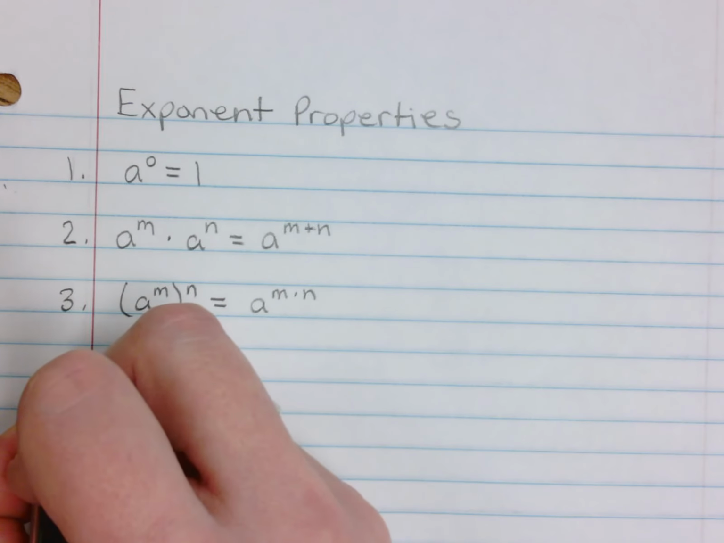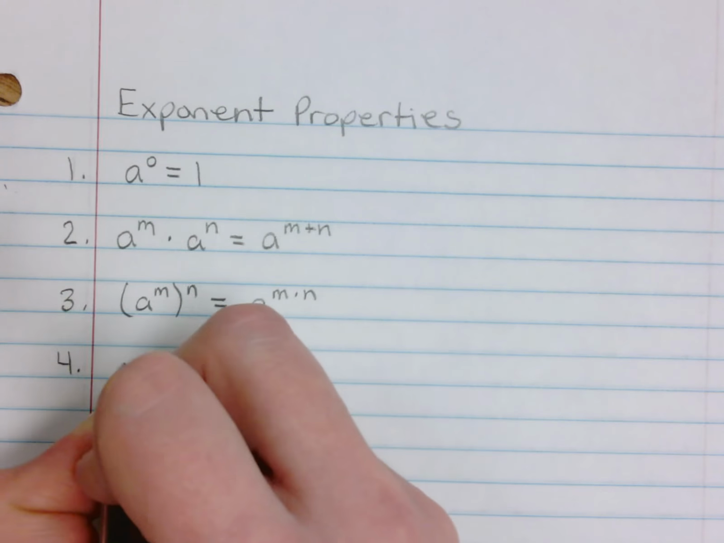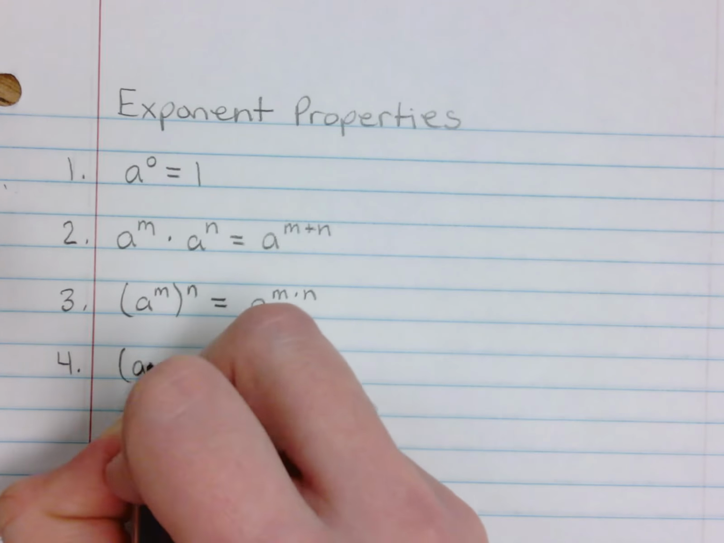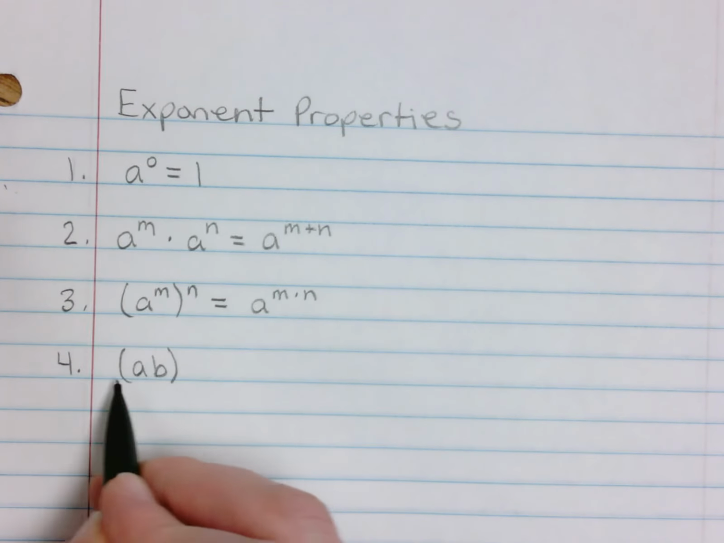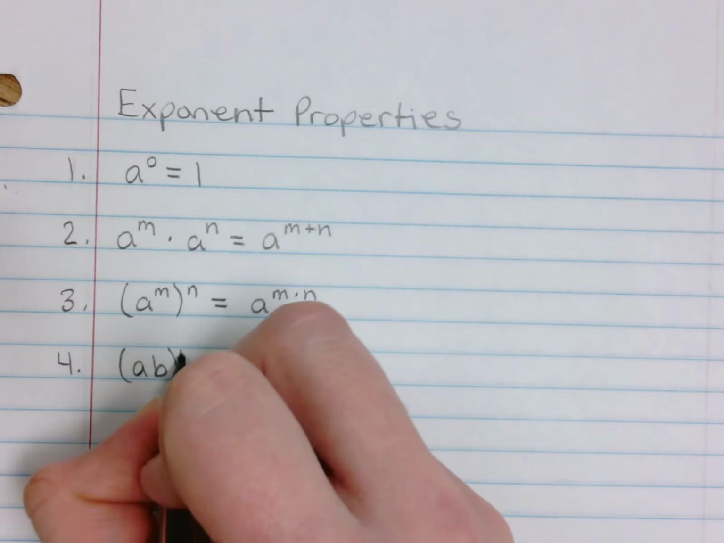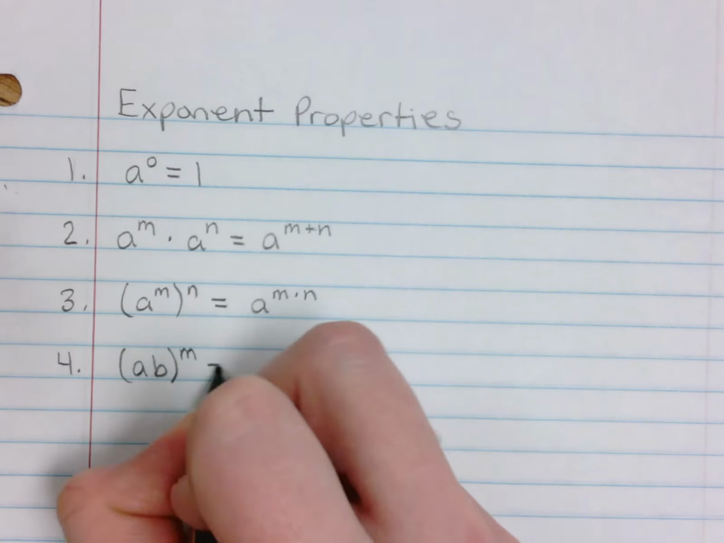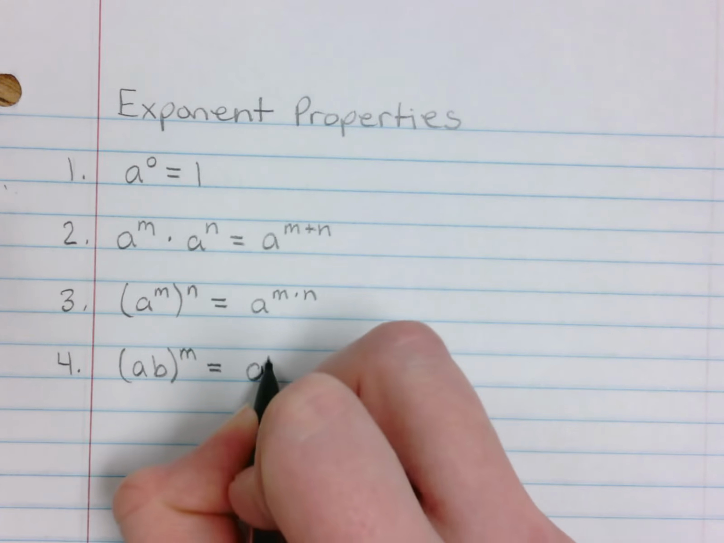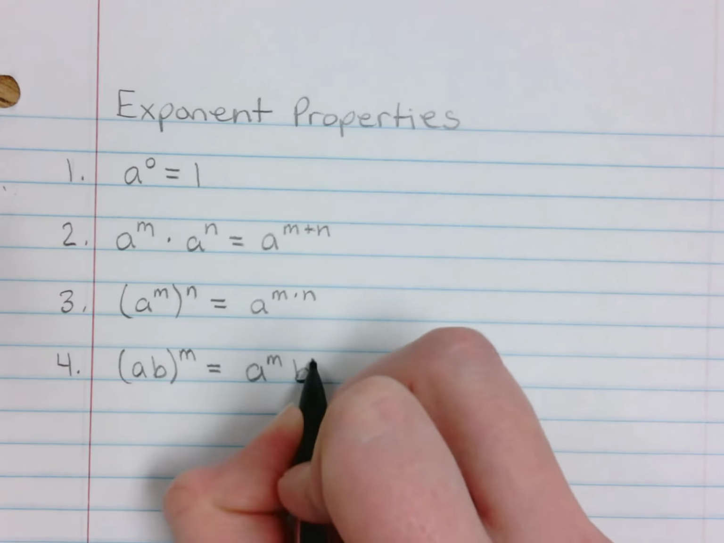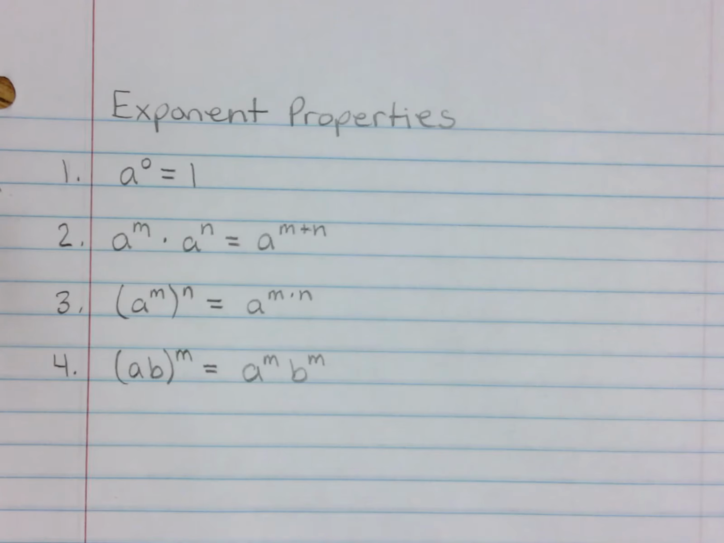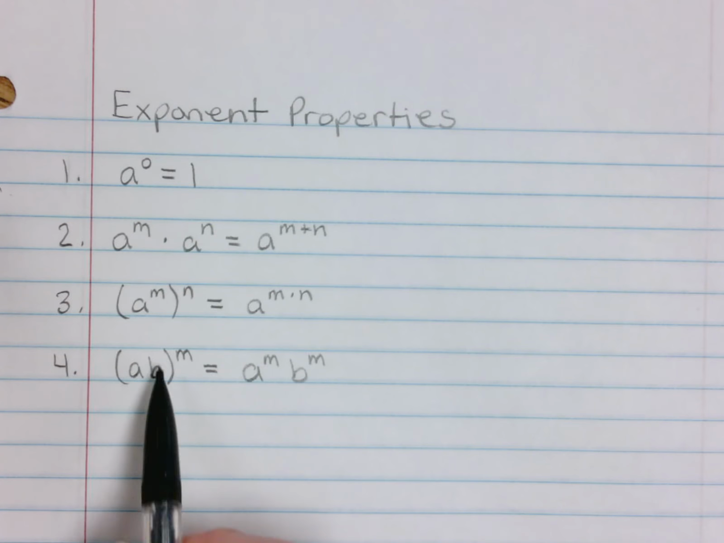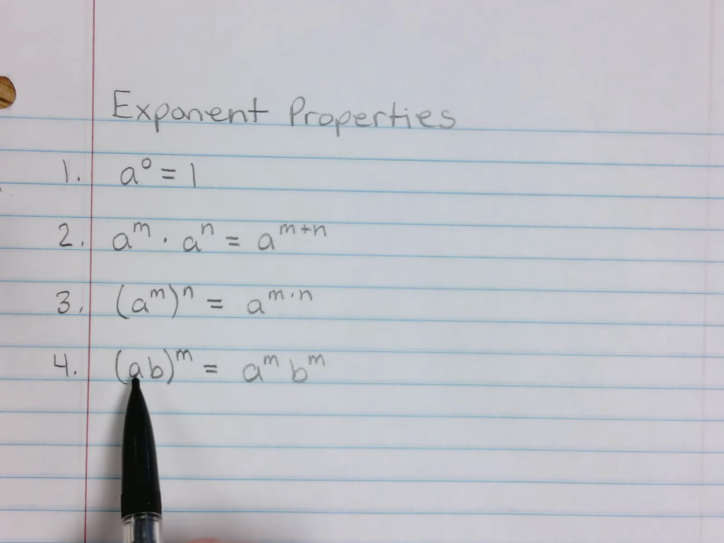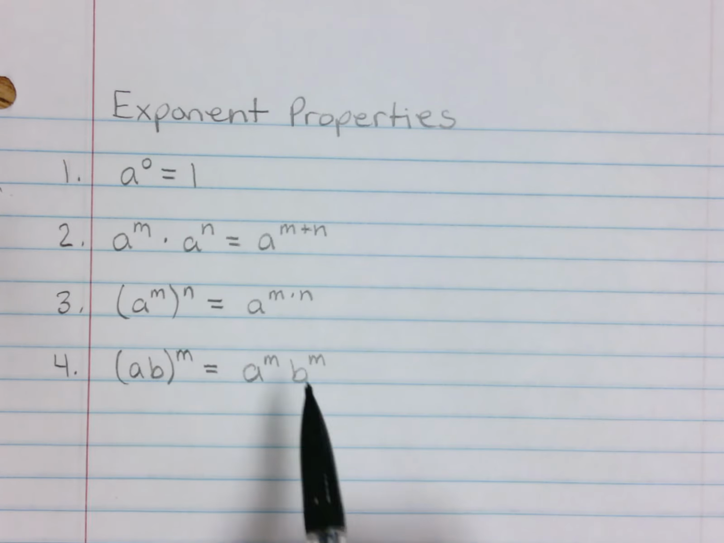Property number 4, this one has an a and a b, so different bases, all raised to an exponent m. That just means that the a gets the exponent power, the b gets the exponent power. So it's just saying if you have things in here multiplied together, each factor in that parentheses gets the exponent.